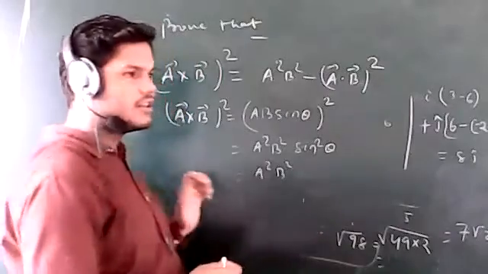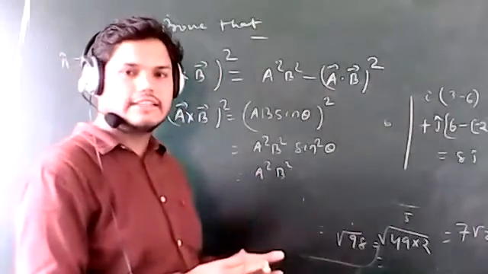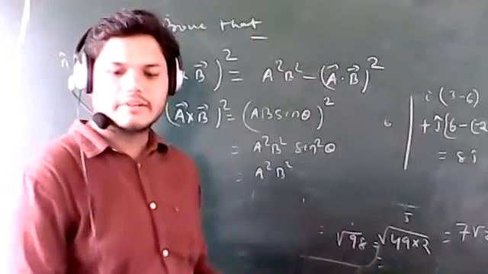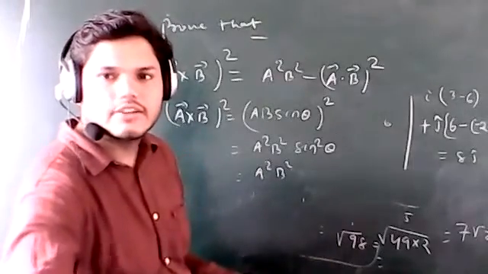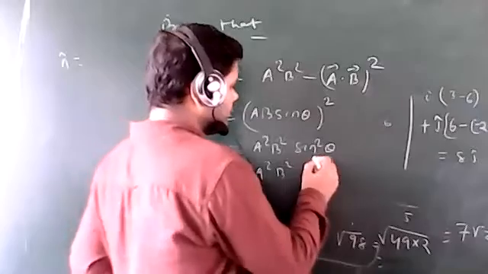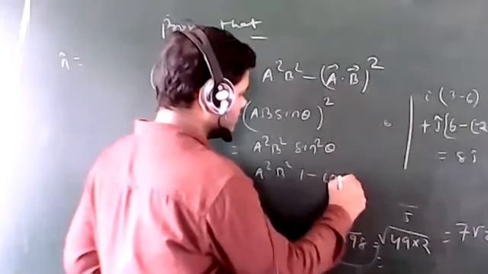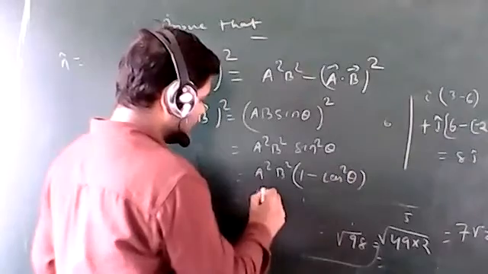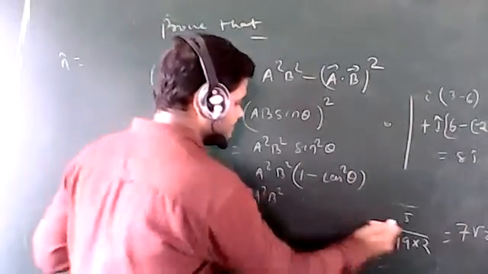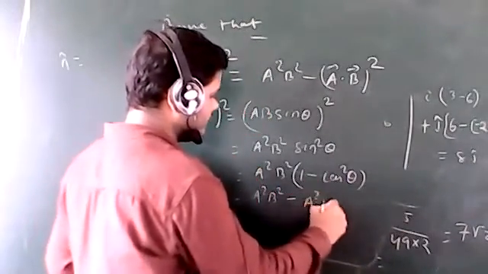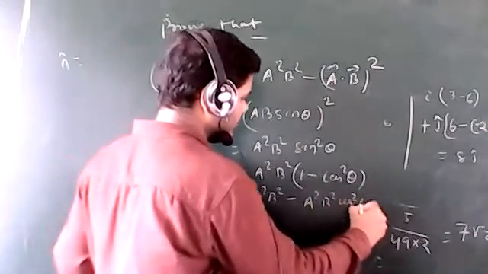We know that sin square theta equals 1 minus cos square theta. In elementary mathematics, I have taught you that sin square theta equals 1 minus cos square theta. So you can write 1 minus cos square theta. So that will be A square B square minus A square B square cos square theta.